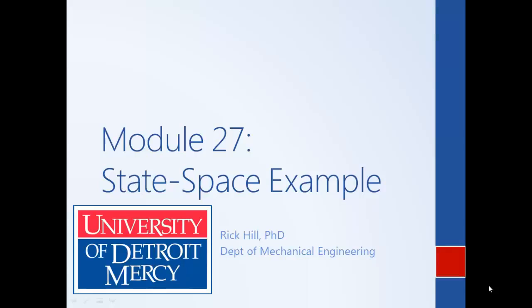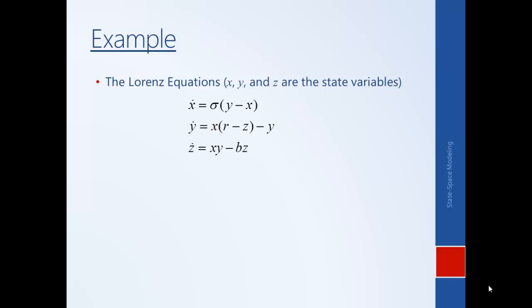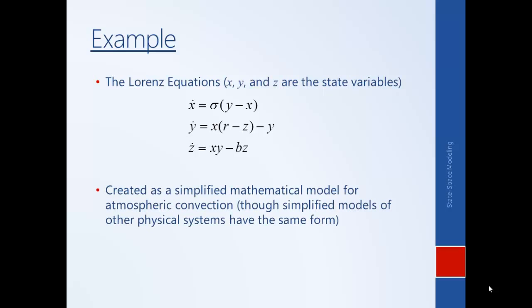At this point, we'll now go through an interesting state space example to help illustrate what some of the advantages of using a state space modeling formalism are. So these three equations constitute a state space representation of a physical system. These equations are actually rather famous. They're called the Lorenz equations.